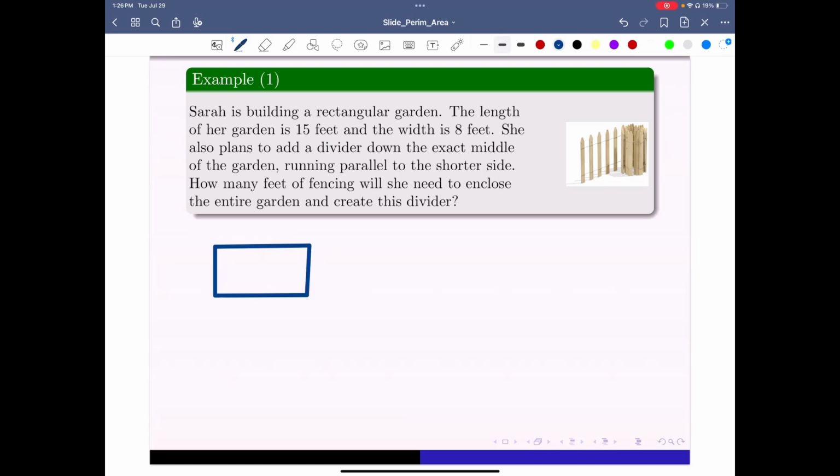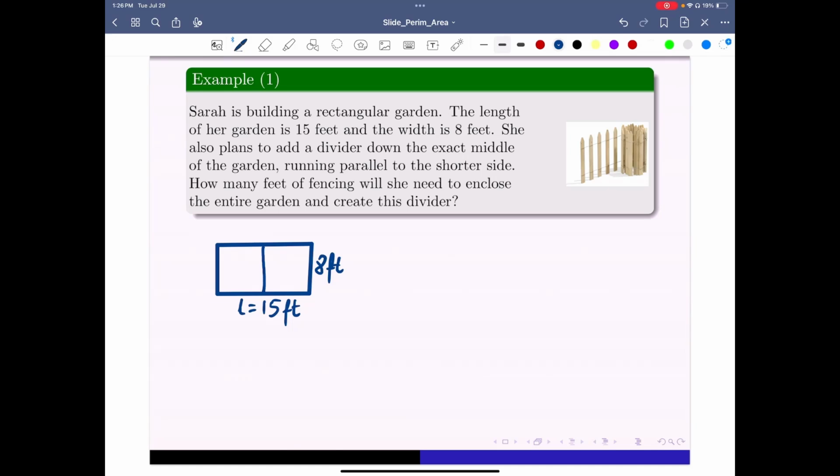Okay, we have our length, which is 15 feet, and our width is 8 feet. She also plans to add a divider exactly in the middle, parallel to the shorter side. Parallel means that it never meets. It's parallel to the shorter distance, so it would be right in the middle, right here.